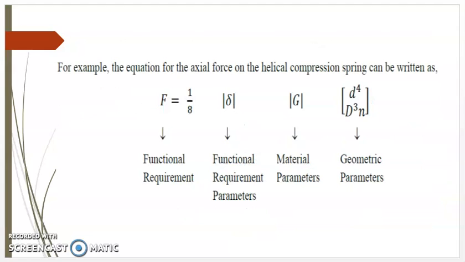Again, this is the equation of the helical compression spring axial force. F is equal to 1 by 8 delta G into d raised to 4 divided by D cube m, where F axial force is the functional requirement, delta that is compression is the functional requirement parameter, G that is modulus of rigidity is the material parameter, and small d, capital D and m are the geometrical parameters.